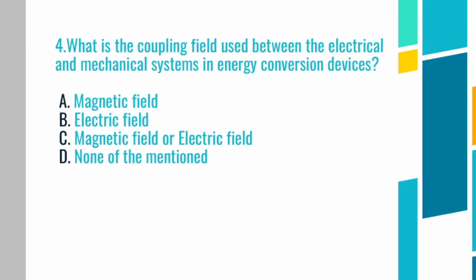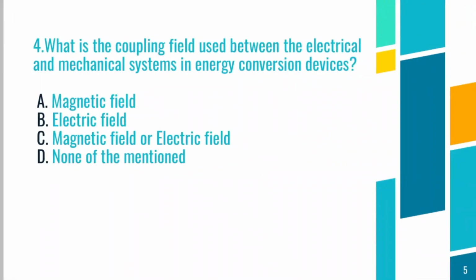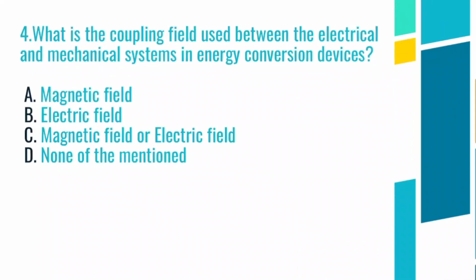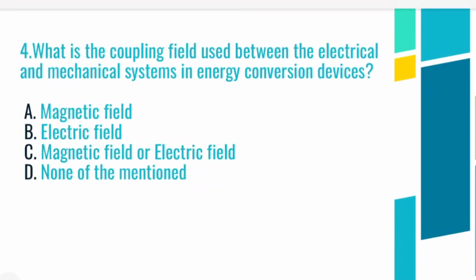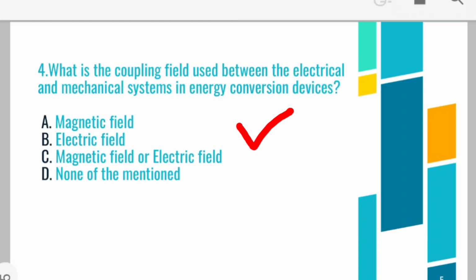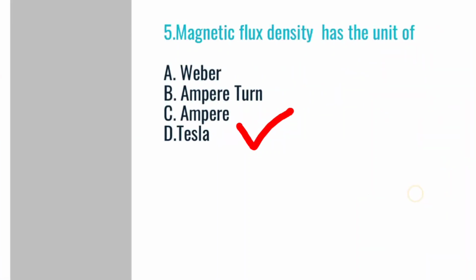Coming to the next question, what is the coupling field used between electrical and mechanical systems in energy conversion devices? What is the coupling field we are using in electromechanical conversion devices? A magnetic field, B electric field, C magnetic field or electric field, D none of the above mentioned. Magnetic field and electric field both we can use for electromechanical conversion. C is the answer for the fourth one.